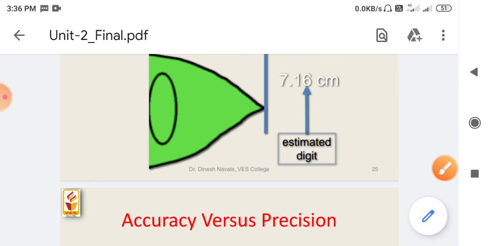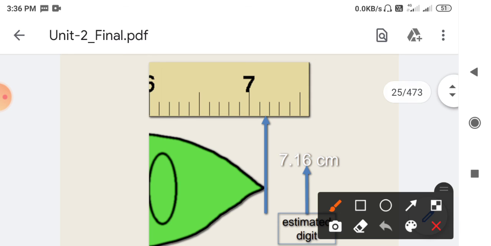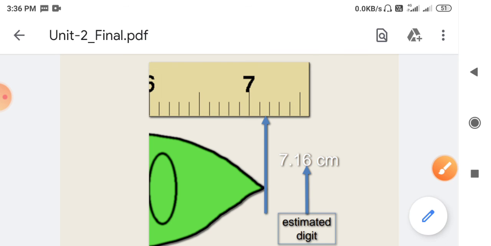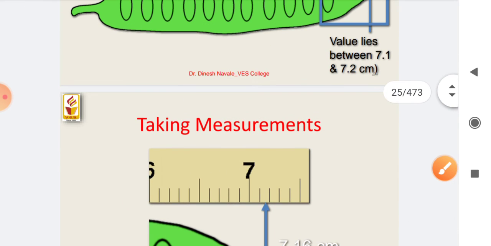If we change the measuring instrument and use a vernier caliper, then we can get a more precise or more accurate value that can be used for the analysis. So that is the measurements.